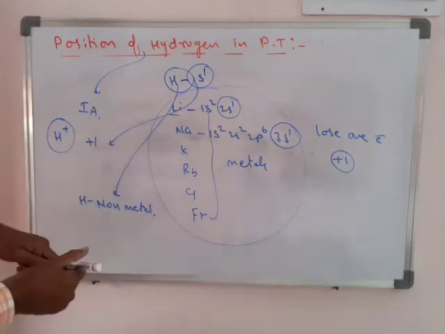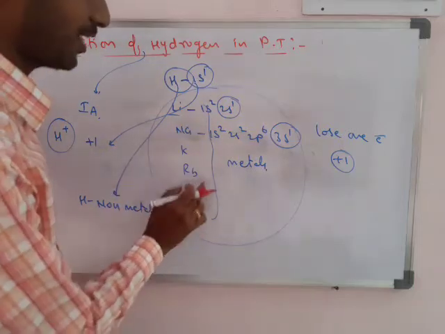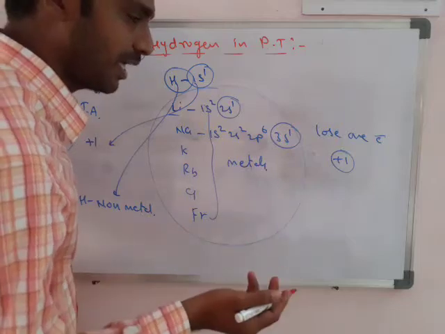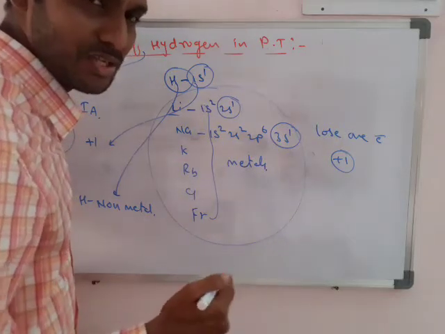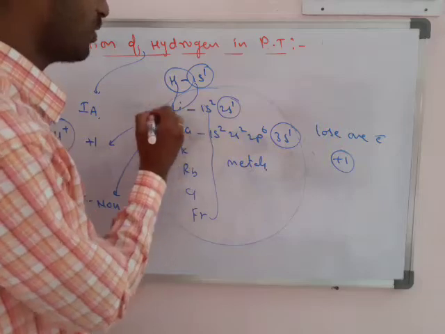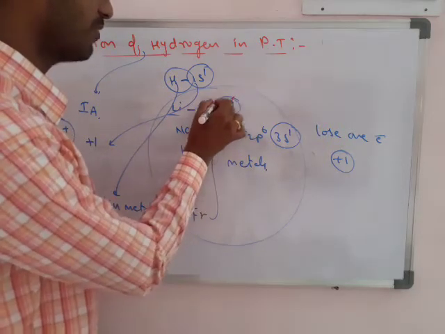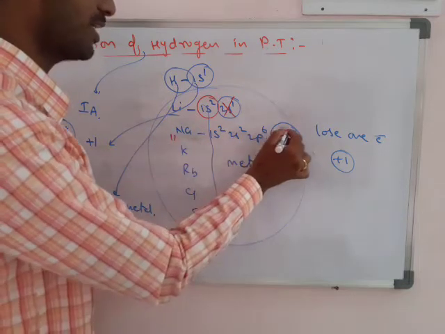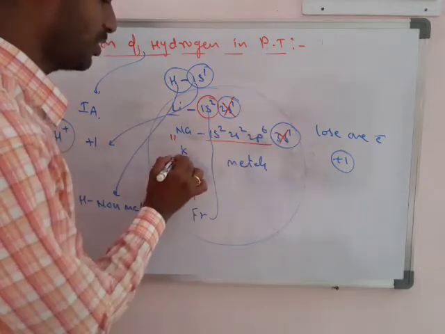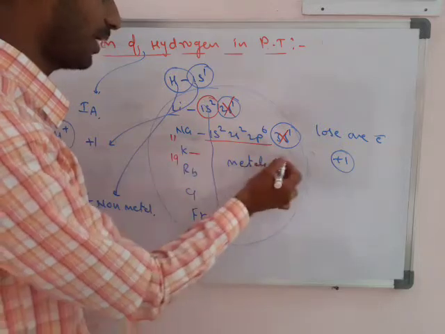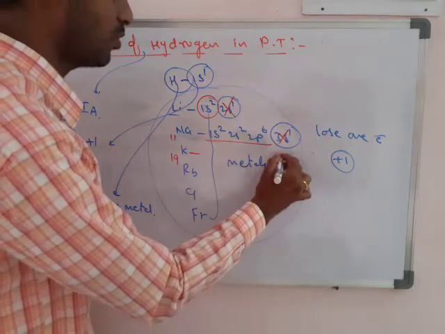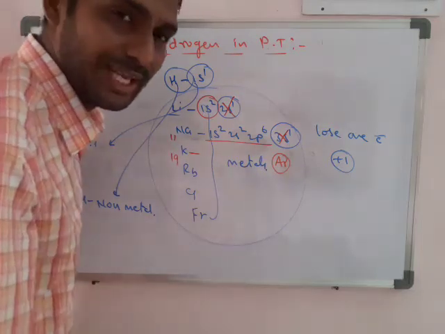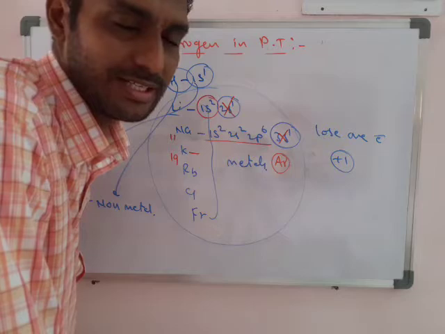Next, one more difference: after losing one electron, all these 1A group elements are able to get their nearest noble gas configuration. When lithium loses 1 electron, what do we get? It will get the 1s2 helium configuration. Sodium, 11, on losing 1 electron will get the neon configuration. Potassium, 19, on losing 1 electron gets 18, the argon configuration. And all are able to get a noble gas configuration by losing their 1 electron.